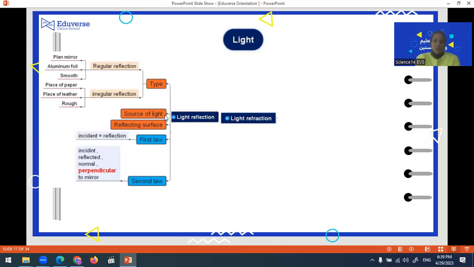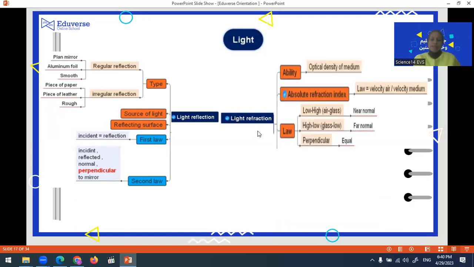Source of light: we were going to talk about the source of light and the reflecting surface. Okay, and let's talk about the light reflection and the laws of light reflection for now. First law: the angle of incidence is equal to the angle of reflection. The second law: the incident ray, the reflected ray, and the normal, which is perpendicular on the mirror at the point of incidence, are all placed in one plane.